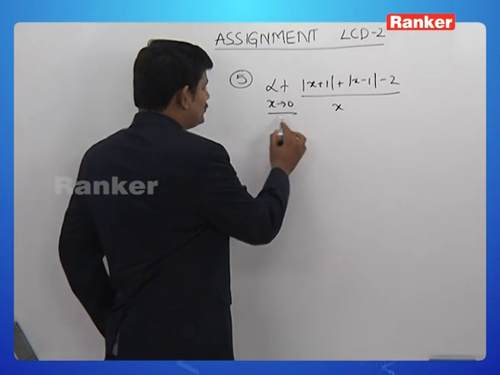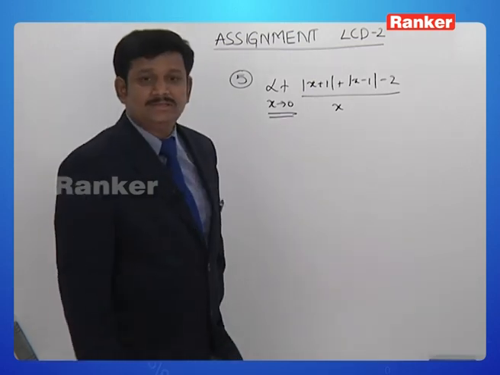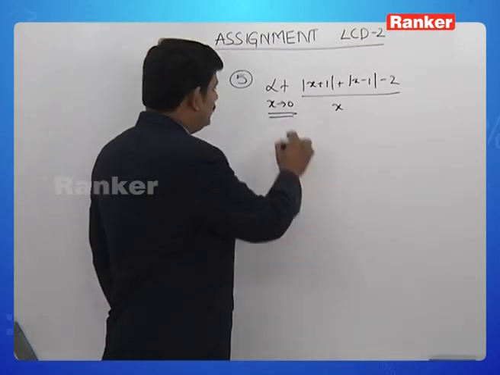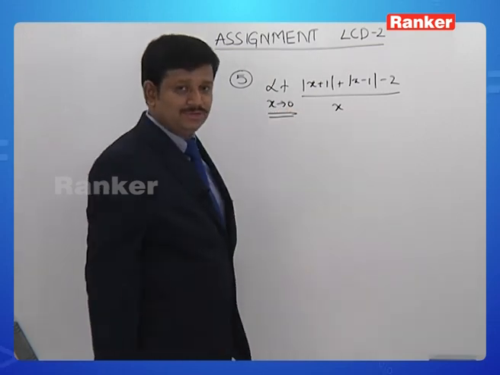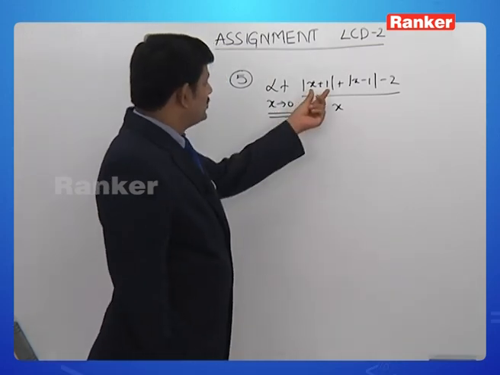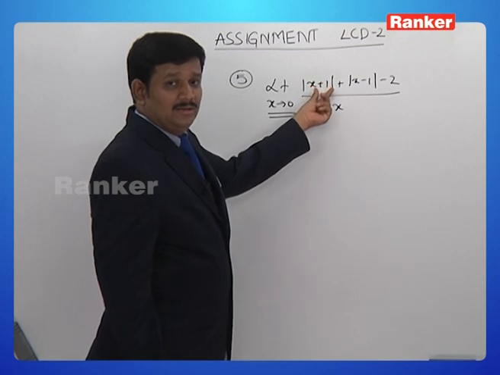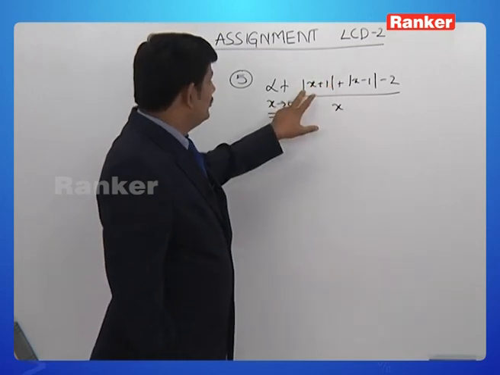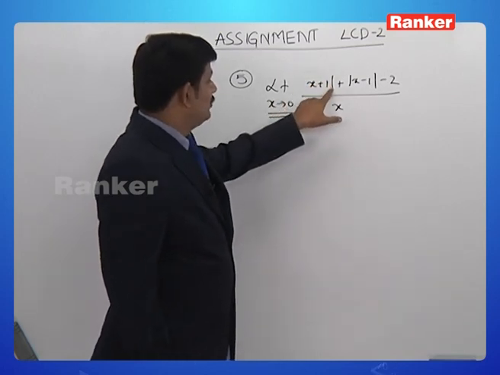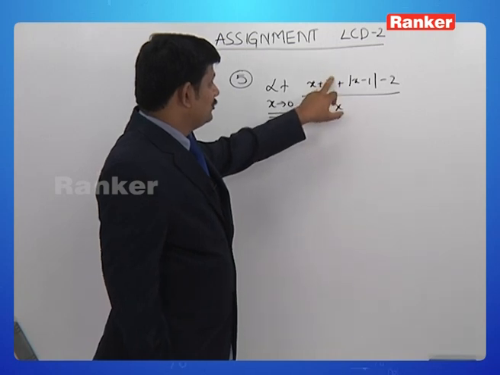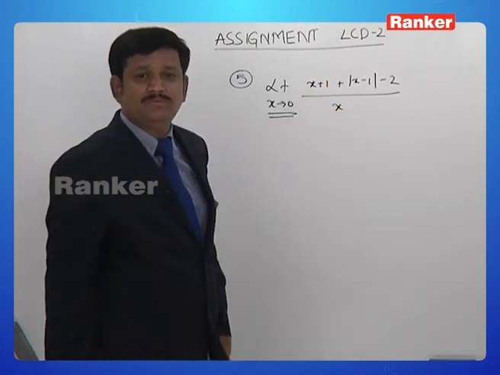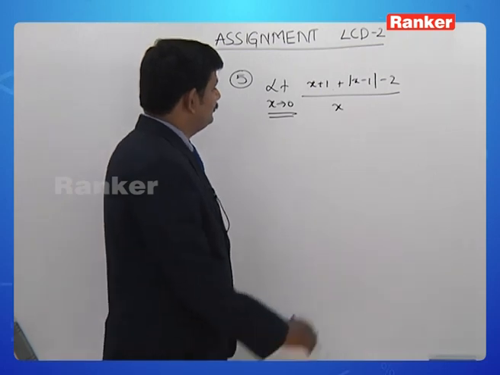Now x is tending to 0, limit x tending to 0. That means x is in the vicinity of 0. x plus 1 will be around 1, and this quantity will always be positive. Any quantity close to 1 is positive, so we can remove the modulus sign. Mod x plus 1 will be x plus 1 itself.